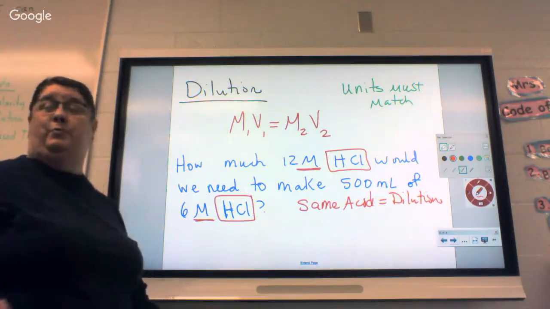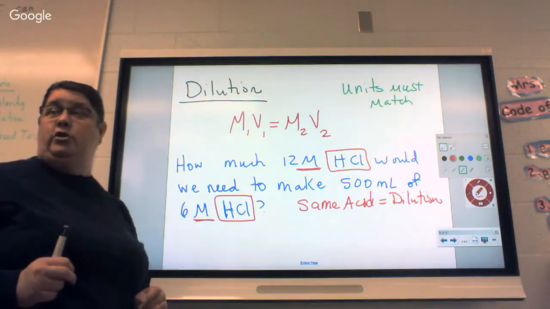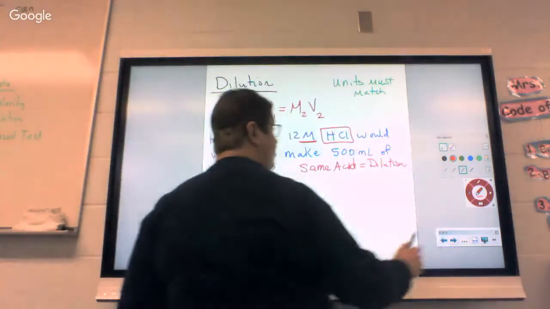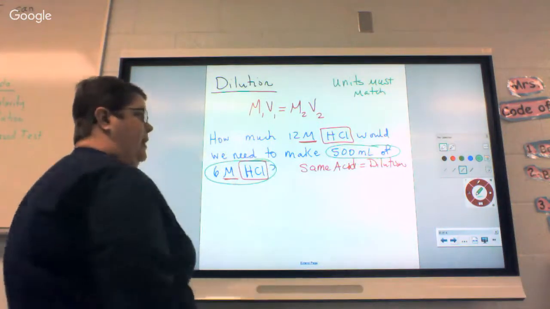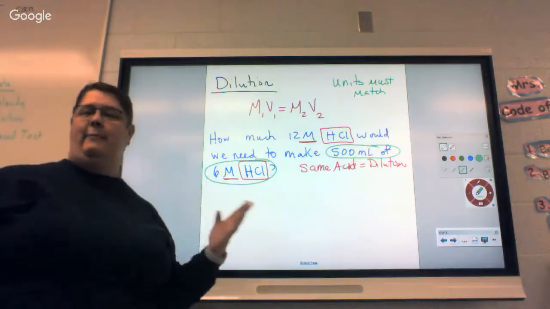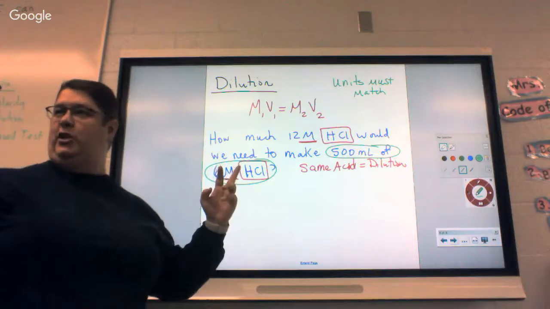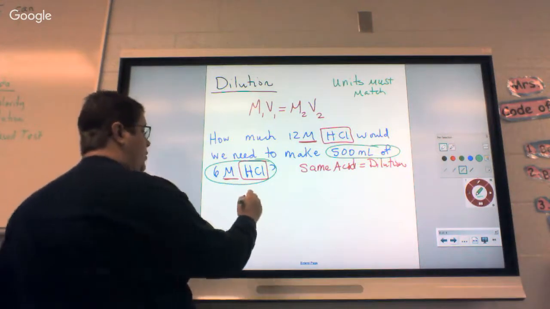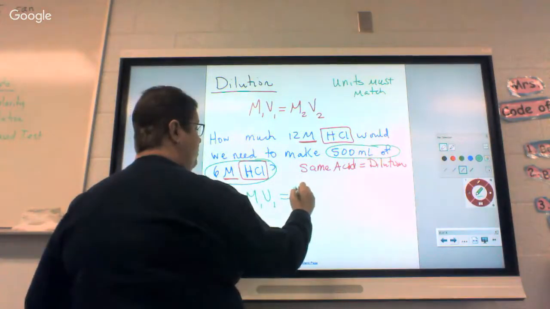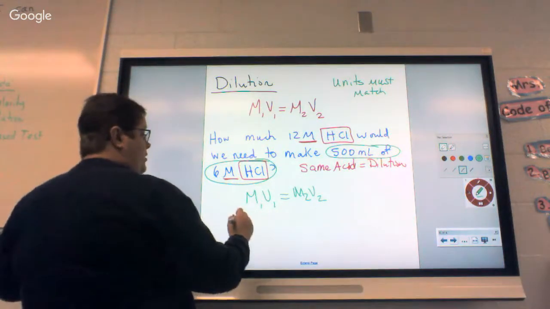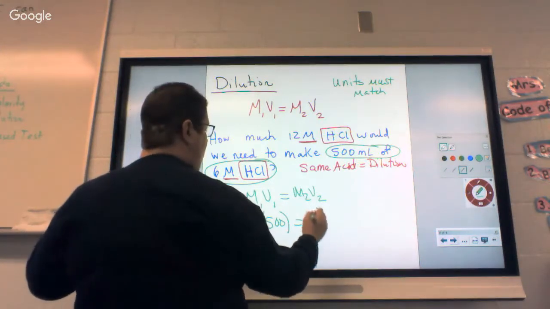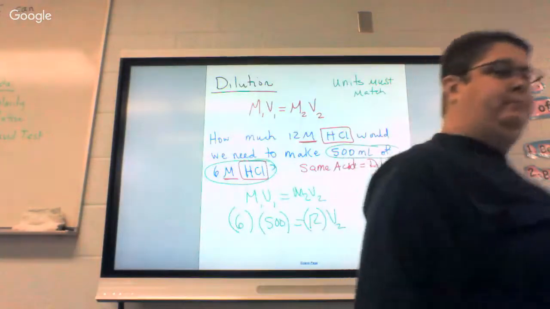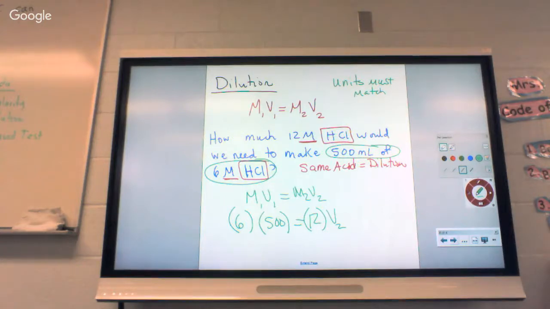Now, all you have to do here is pretty much plug and chug. Same concept though, so it's another pair. When you read this, you see how it says 500 of 6 molar? They have to stay together. It doesn't matter if you make them M1V1 or M2V2 as long as they're together. Either side is acceptable. I'm just going to make them M1 and V1, so 6 molar and 500. And then my M2 will be 12, and I'm solving for V2. So 6 times 500 divided by 12, I get 250.